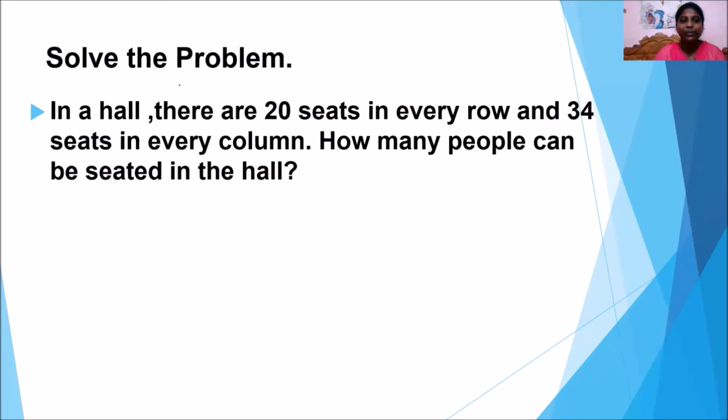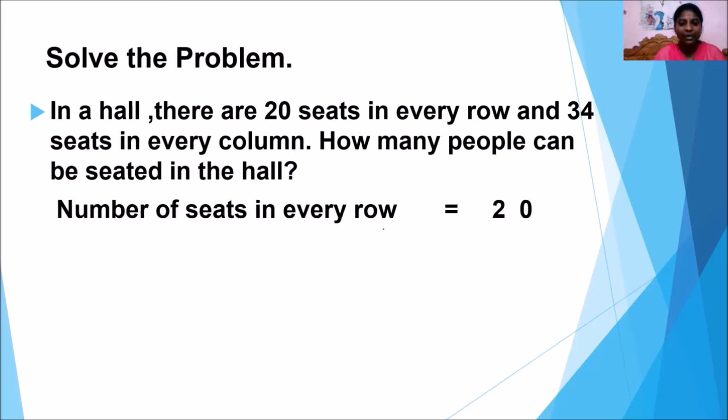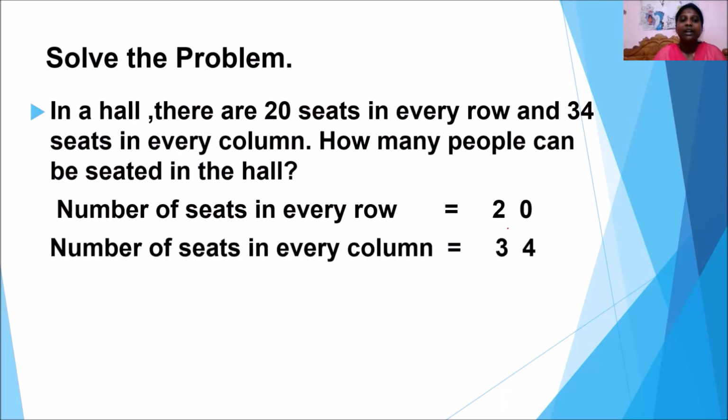Ma'am is going to read the question. Listen carefully, children. In a hall, there are 20 seats in every row and 34 seats in every column. How many people can be seated in the hall? Read the question once or twice, children. Then we are going to list the facts. The first one, number of seats in every row is 20. Number of seats in every column is 34. The question is asked about how many people can be seated in the hall. Which operation do you have to use, children?